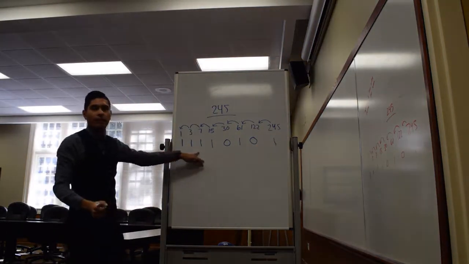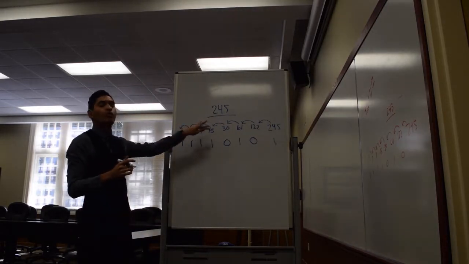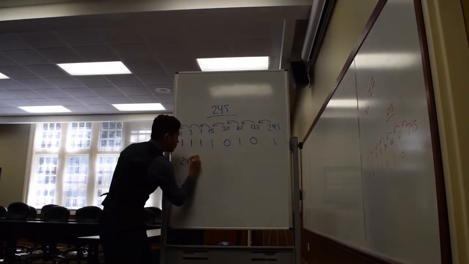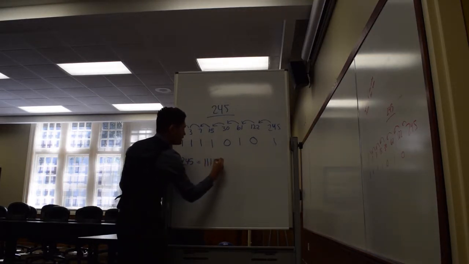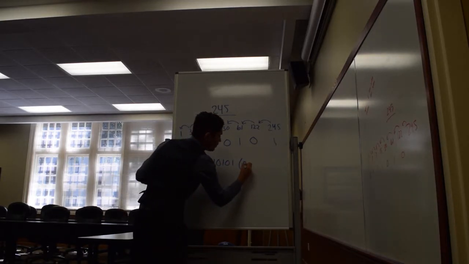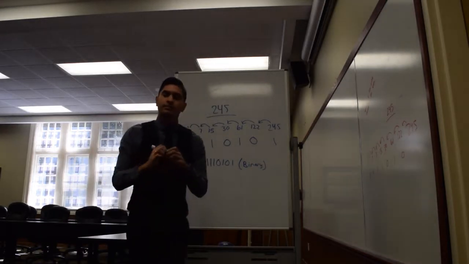So this is the format that the computer understands the number 245. The number 245 is interpreted by your computer as 1, 1, 1, 1, 0, 1, 0, 1. That being in binary format, because it only understands those two states.